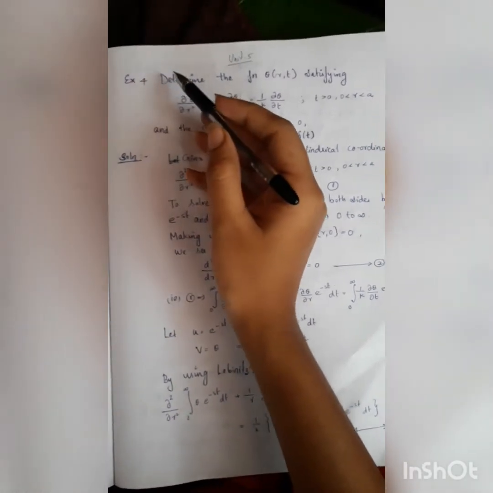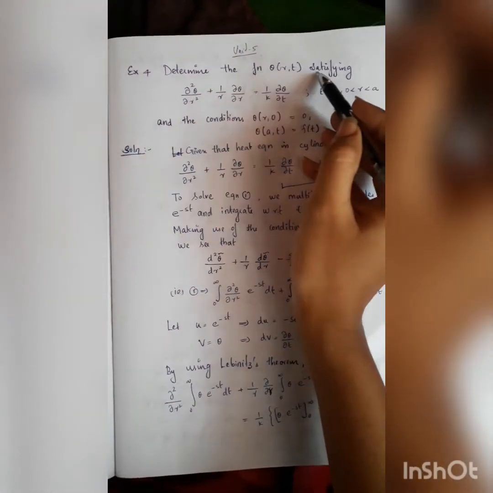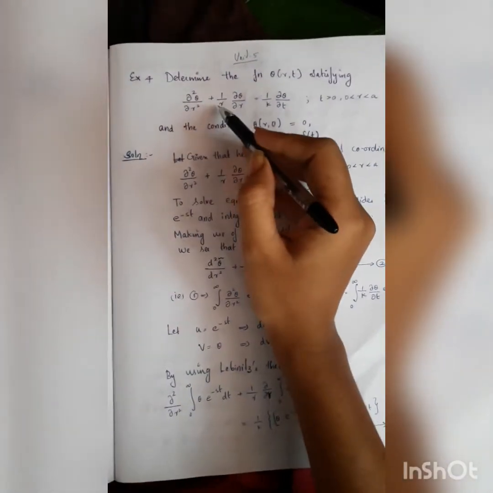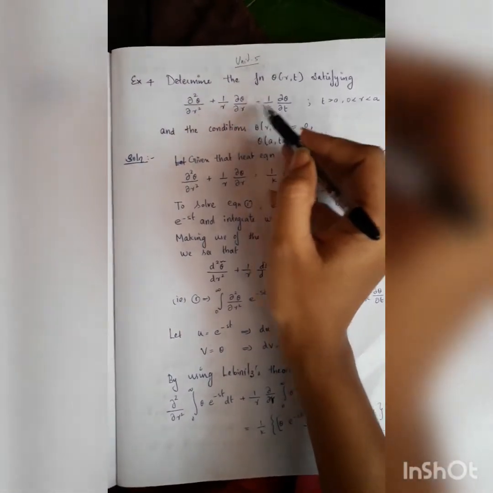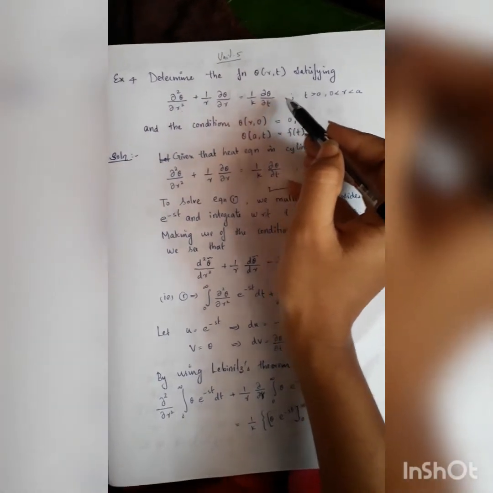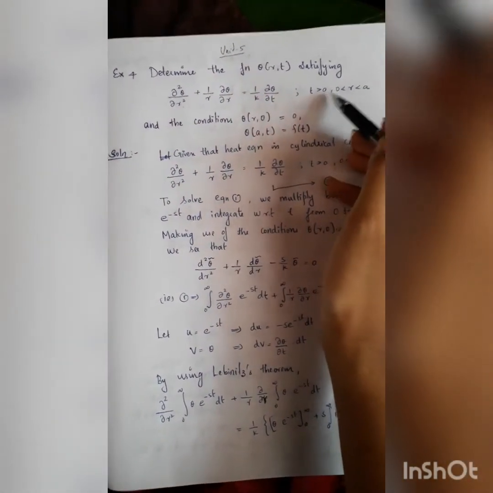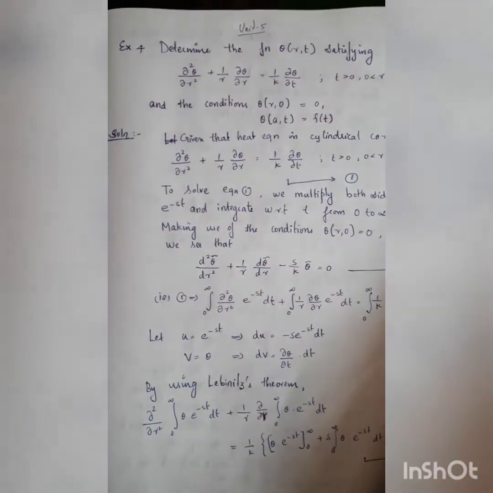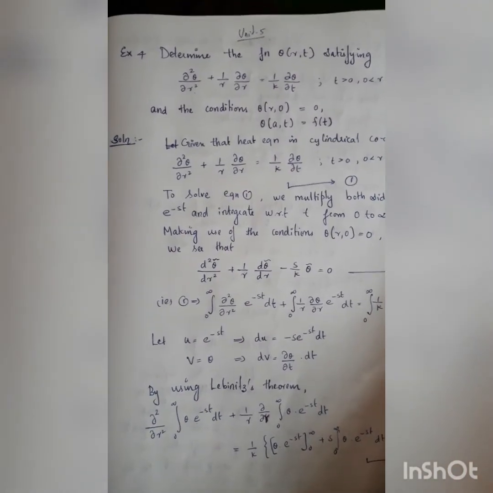So that is, determine the function theta of r comma t satisfying ∂²θ/∂r² + (1/r) ∂θ/∂r = (1/k) ∂θ/∂t, where t greater than 0 and 0 less than r less than a, and the conditions given are theta of r comma 0 equal to 0 and theta of a comma t equal to f of t.